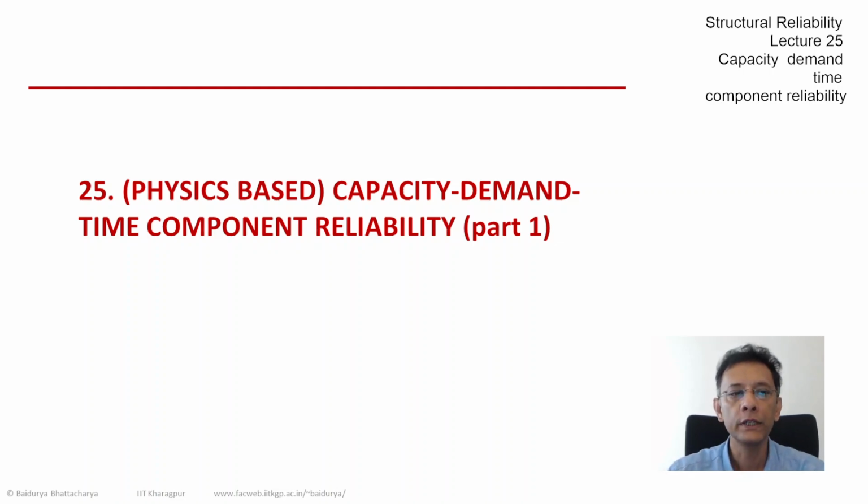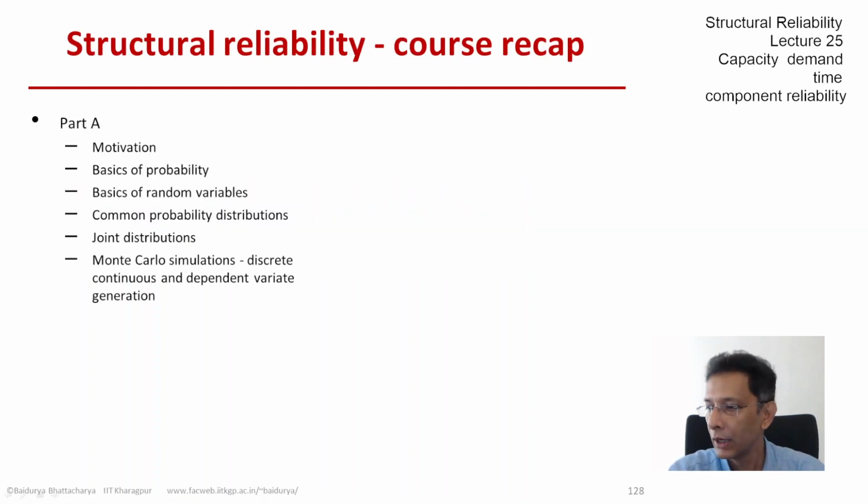With this lecture, we start with the capacity, demand, time formulation of component reliability problems. So let's just take stock of how far we have reached in the course. In part A, we looked at the basics of probability, the basics of random variables and distributions. We discussed the common distributions that appear quite regularly in structural reliability, both discrete and continuous.